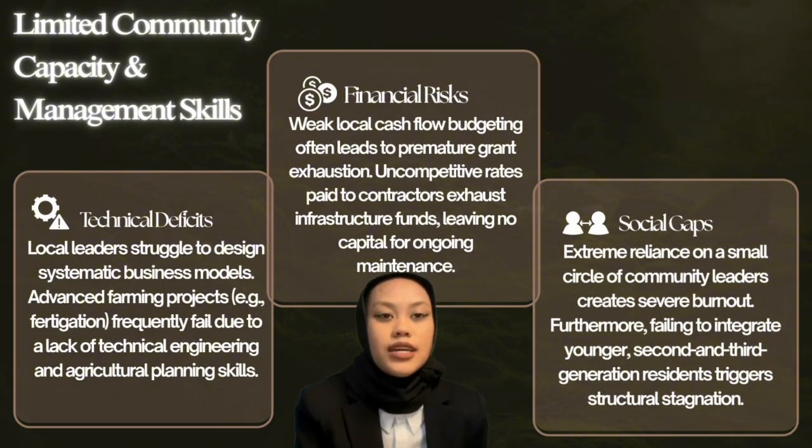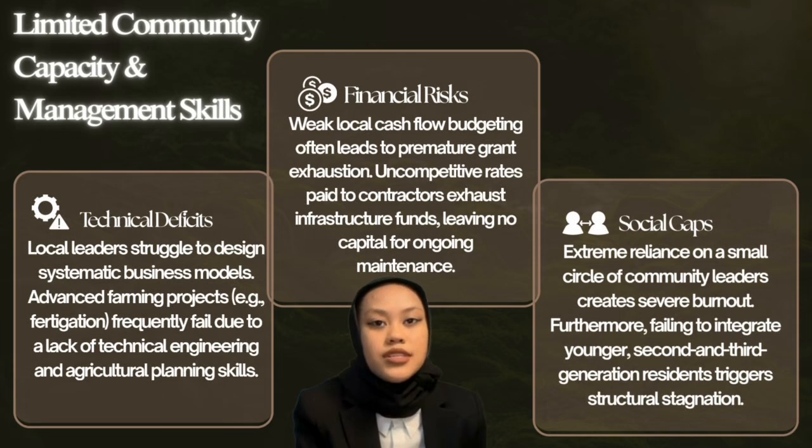Finally, let's move to the last slide, which is modern capacity and management gaps. As Felda transition management from central authorities to local committees, several capability bottlenecks have emerged. First, we see critical technical deficits. Local leaders often struggle with systematic planning. For example, a local cooperative might try a high-tech fertigation farming project, but without advanced agricultural and engineering skill, the crops fail. This is worsened by coordination silos between village committees, youth wings, and women's groups.